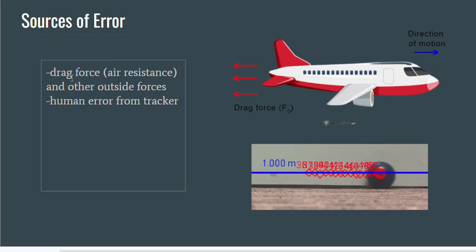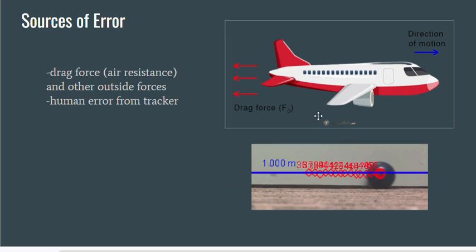Some sources of error are drag force, air resistance, and other outside forces, as well as human error from the Tracker, since I had to click through each tracking individually. As you can see from the top image, drag goes in the opposite direction of the direction of motion, which slows things down.